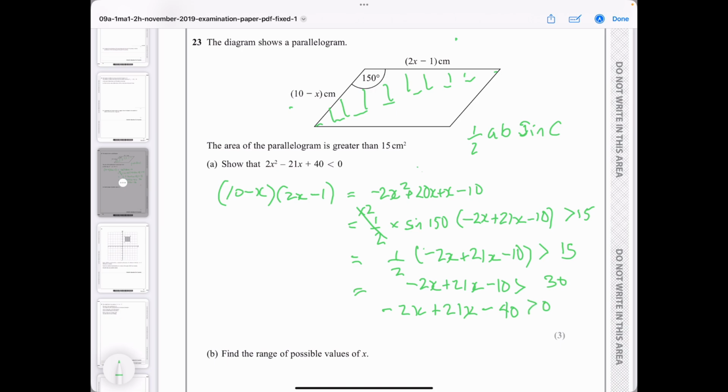Now, if I times by minus 1, it means I change this around, and I can do 2x squared minus 21x plus 40, so that gets rid of everything. So there's a couple of weird things in there: the timesing by 2, and the fact that sine 150 is a half as well. But yeah, that's what you do then.